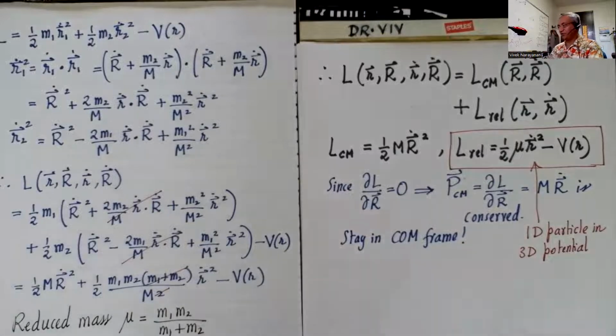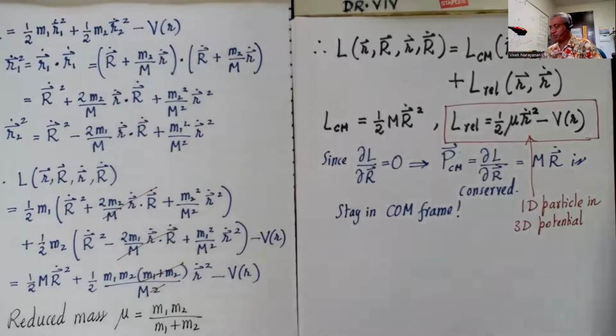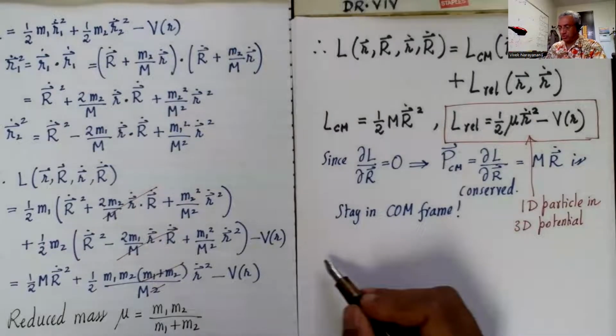Now the next thing is to write the Lagrangian in proper coordinates. So for this, we're going to go to the coordinate system known as the polar coordinate system.